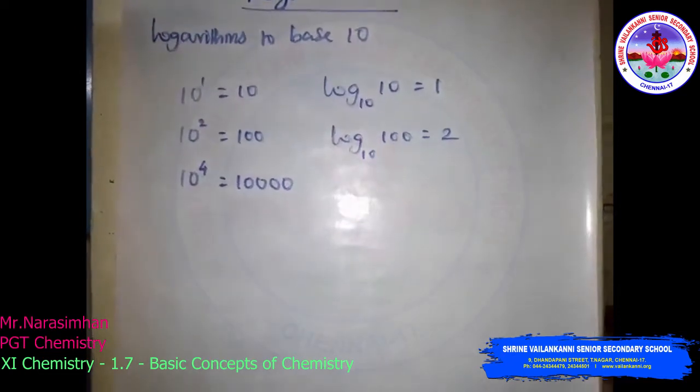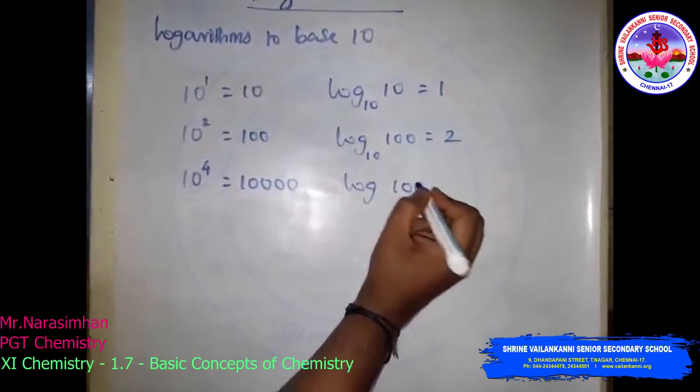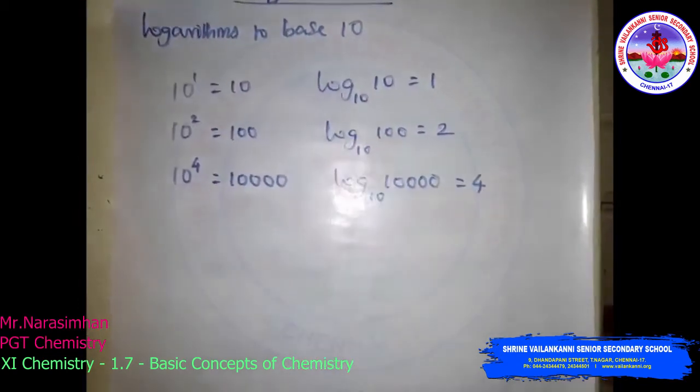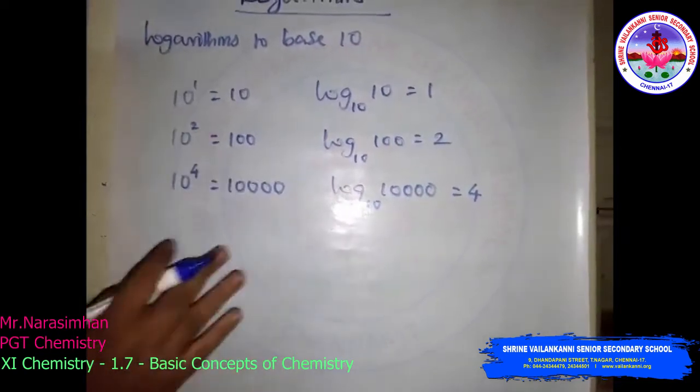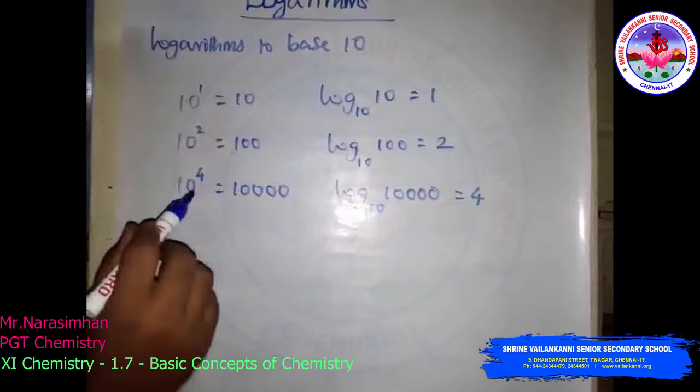So 10,000 we can write as log of 10,000 to the base 10 is equal to 4. So this is the main thing, how we can write the logarithms to the base 10. This is the simple method.